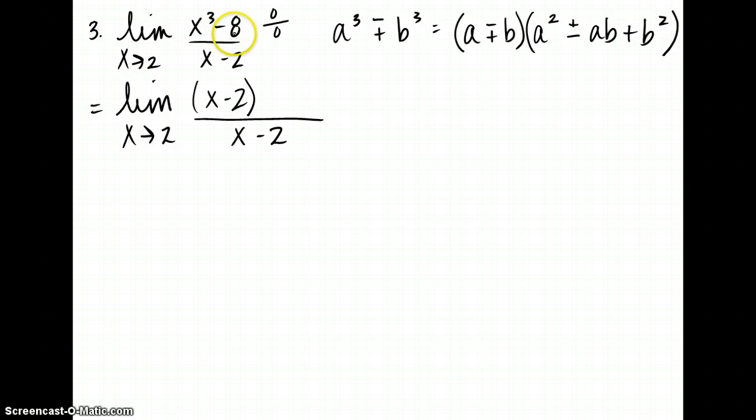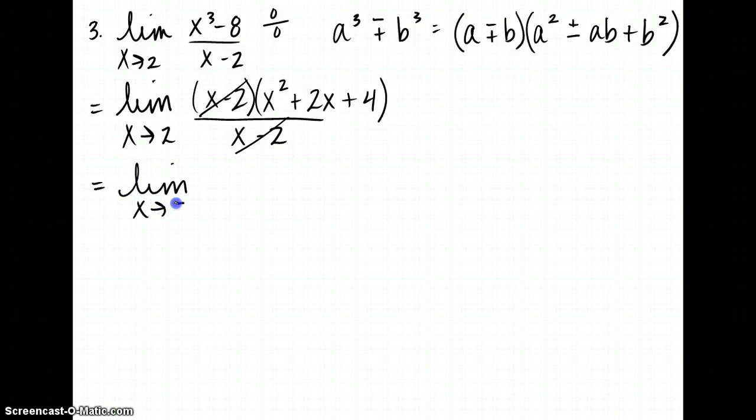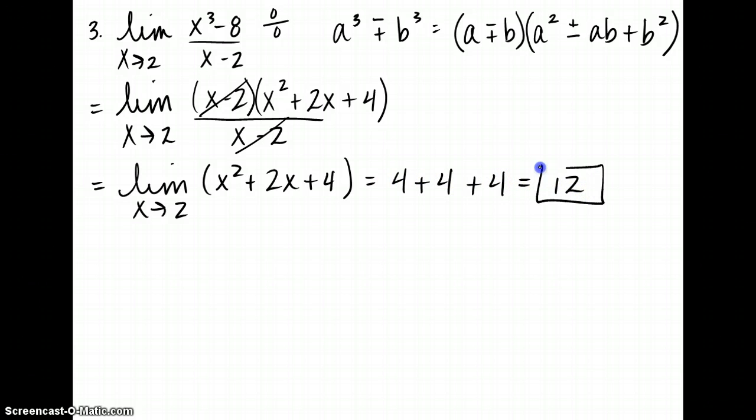So x cubed minus 8, how does that factor? Cube root of x cubed is x, cube root of 8 is 2. Square the first term, add the product, square the last term. These signs, the sign of the first factor and the first sign of the second factor, will always be opposite of each other. x minus 2 cancels, and now it's a direct substitution into the quadratic x squared plus 2x plus 4. And 4 times 3 gives me a limit of 12.